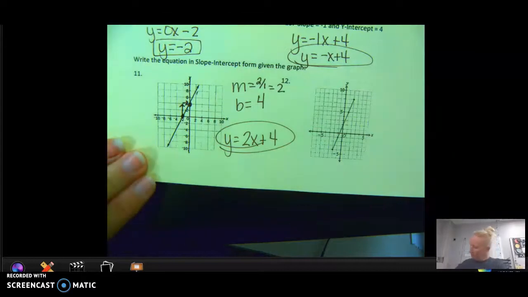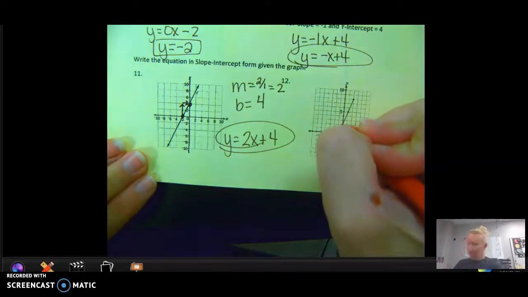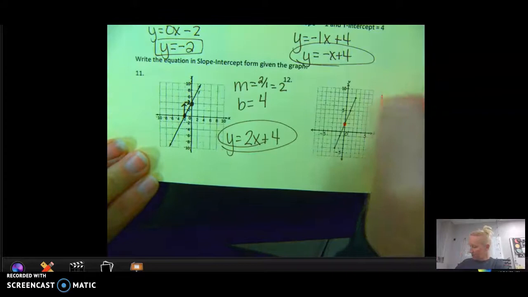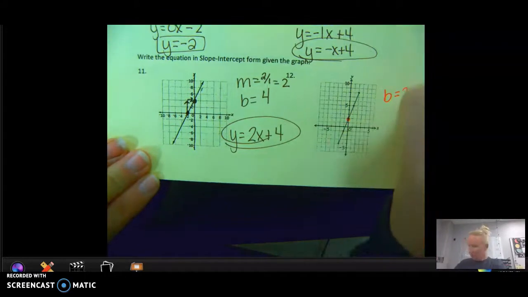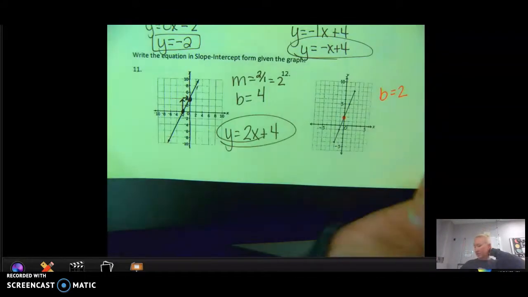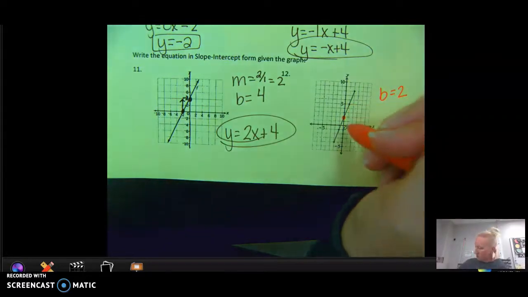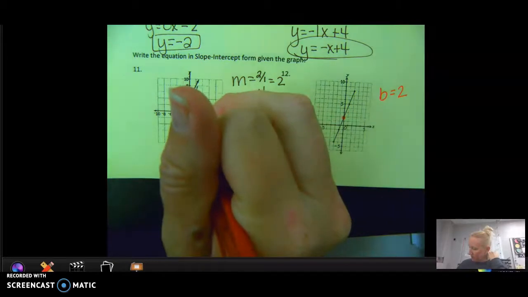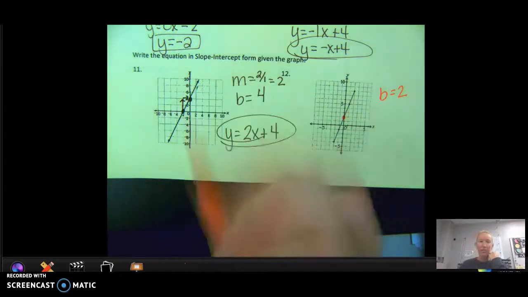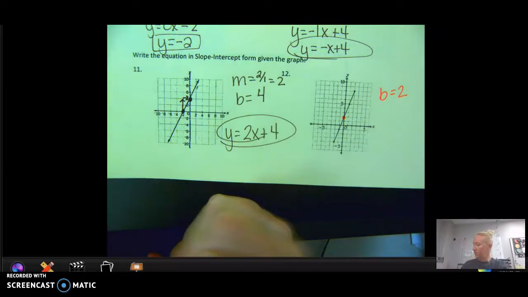All right, let's try the next one. There's a point right here. That's on the y-axis, so that's my b value. So 1, 2 is my b value. Always look also, guys, at what my units are going by. So each box in this one is going by 1. Each box over here was actually going by 2. It went 2, 4, 6. So if it were in the middle, it would be an odd number, right?